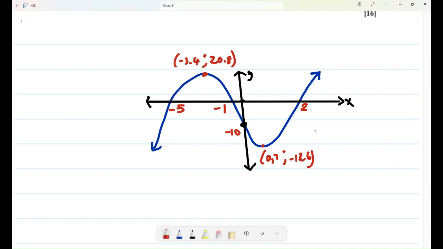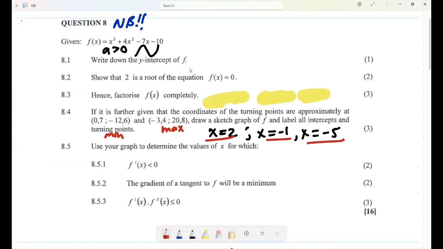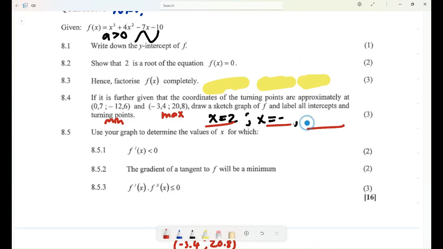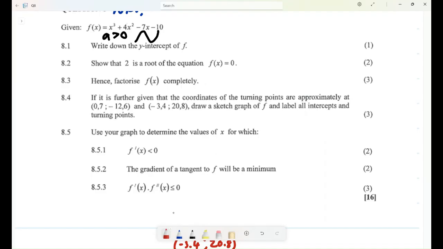-12.6. Okay. Now this is my graph of f. Now that I'm done, I can answer the questions related to it. I'm going to use my graph.